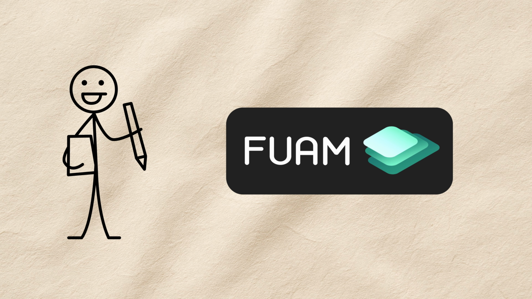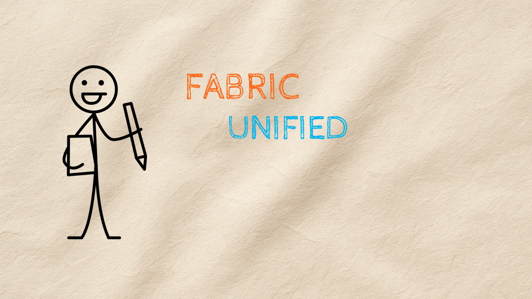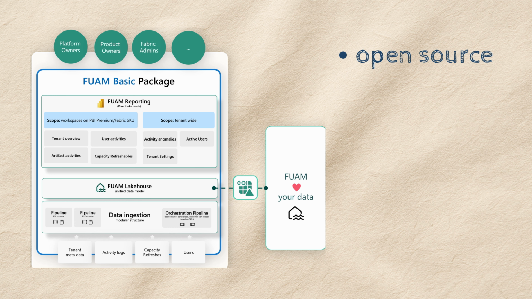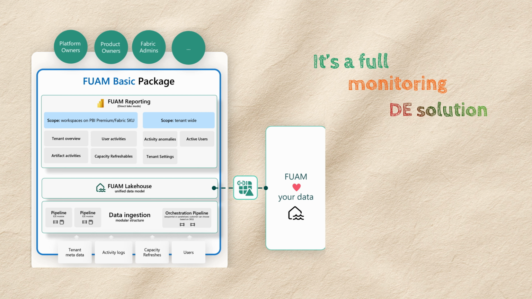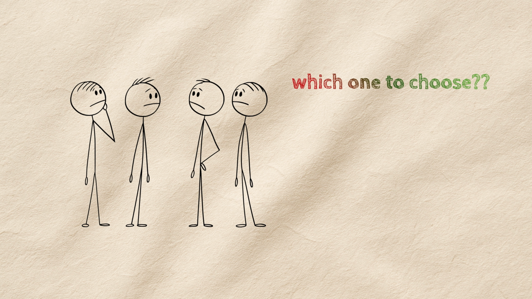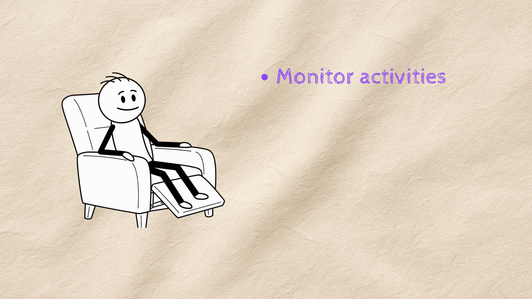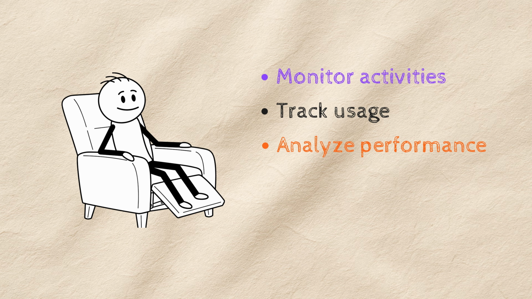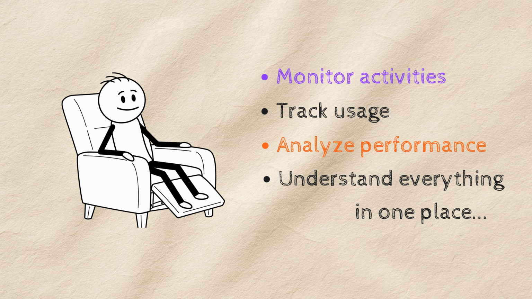We're going to explore something called FUAM. FUAM stands for Fabric Unified Admin Monitoring. It's an open-source solution that brings all of this information together into a single, unified layer. It doesn't just give you dashboards, it actually builds a full monitoring system inside Fabric using pipelines, notebooks, Lakehouse storage, and a semantic model. So instead of jumping between tools, you get one centralized place where you can monitor activity, track usage, analyze performance, and understand your entire Fabric environment.